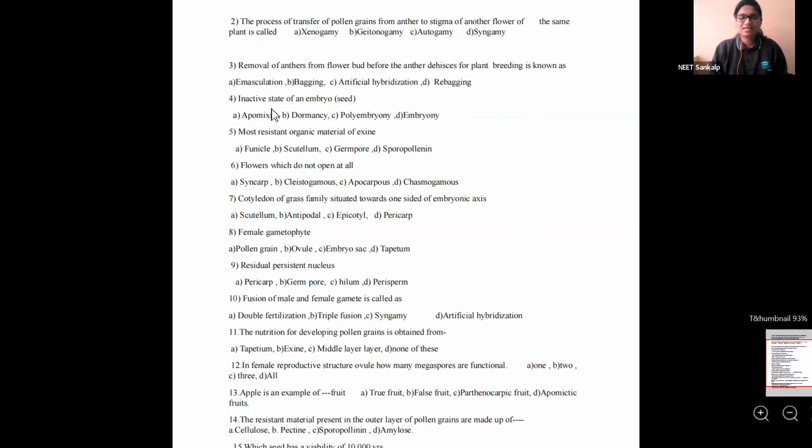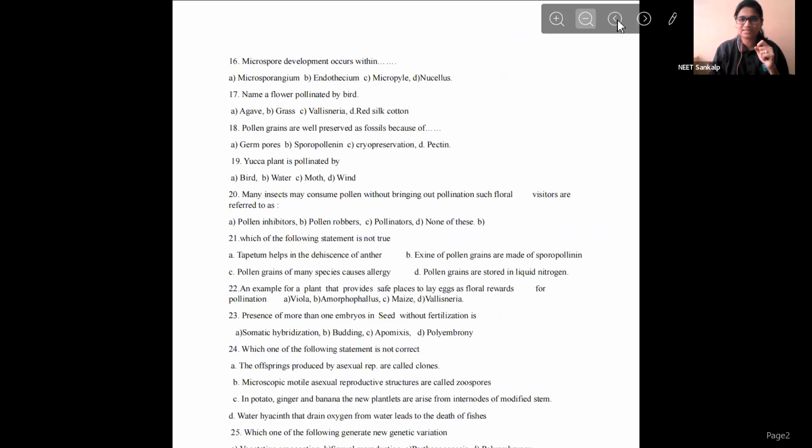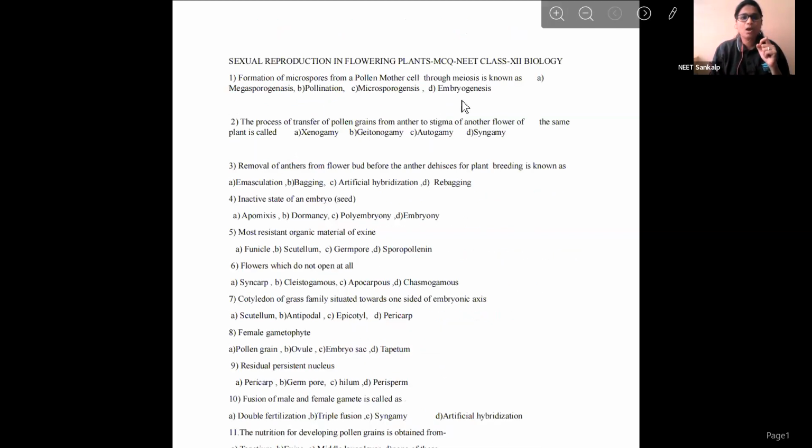Jyoti, you answered it differently in the worksheet, but here you answered it wrong. It is not apomixis. Inactive state of a seed or an embryo is called dormancy. Option B is the right answer. I think Manju N answered it as option B, and Anvita also, I guess. Yeah. So option B, that is dormancy, is the right answer, girls. Okay, let us proceed further. Most resistant organic material of exine. Exine is the outer layer of the pollen grain.